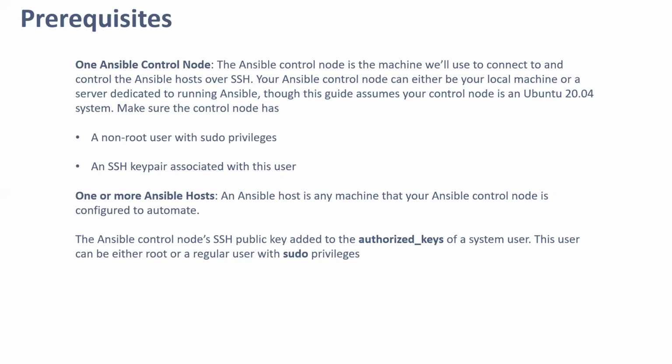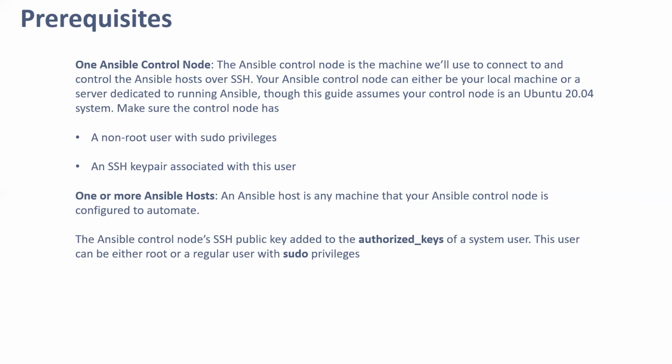The Ansible control machine or node can either be your local machine or a server dedicated to running Ansible. Though this explanation is done on Ubuntu 20.04, make sure that the control node has a non-root user with sudo privileges and an SSH key pair associated with this user. These are the prerequisites: you must have a user with sudo privileges, and an SSH key pair which can communicate with the remote machine. The second thing is one or more Ansible hosts, that is, remote machines, where you want to deploy the application.